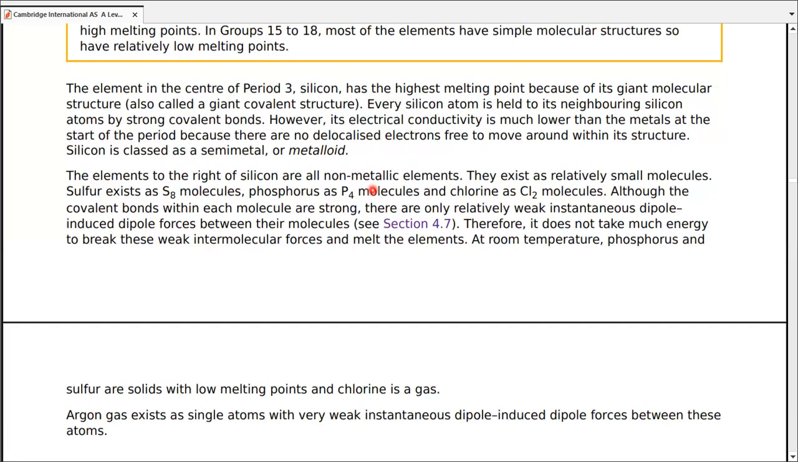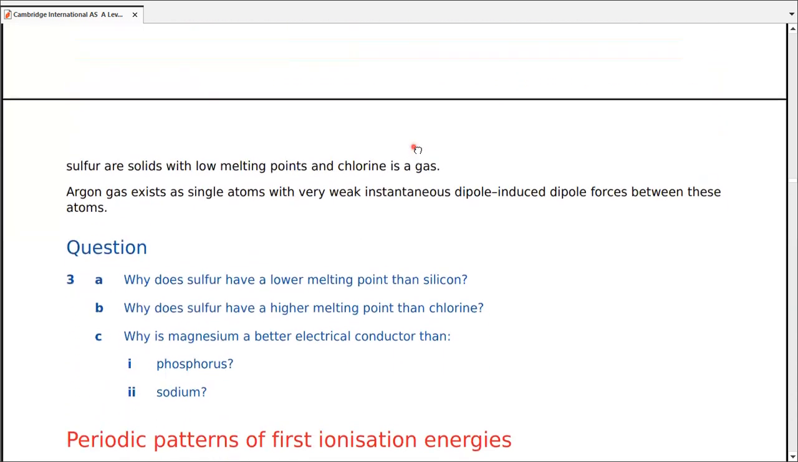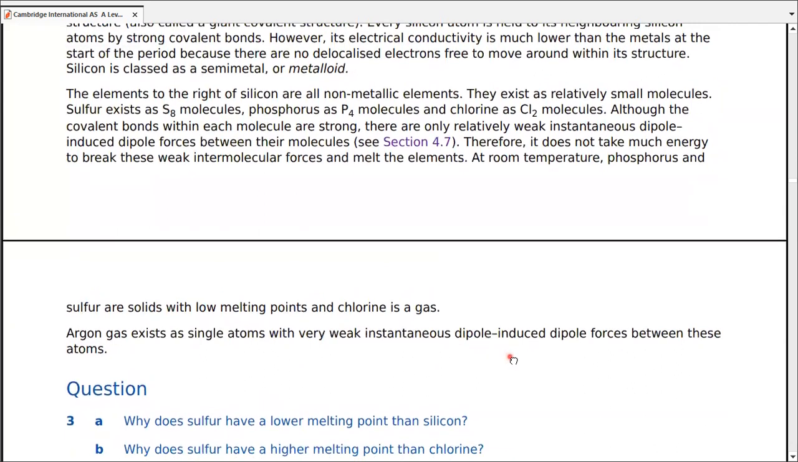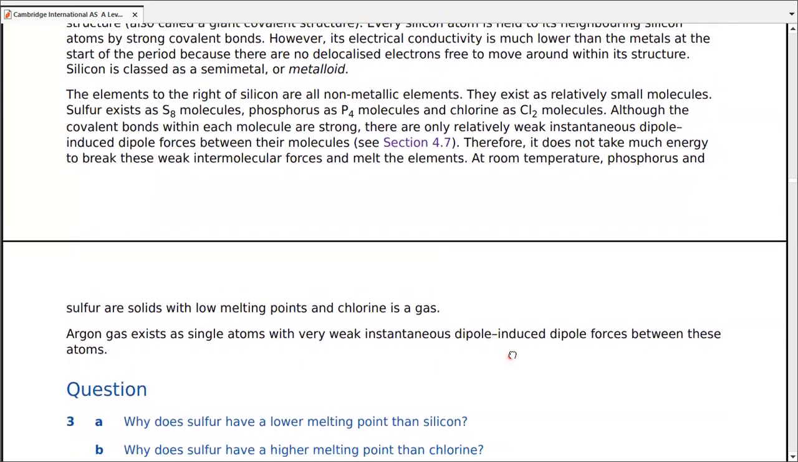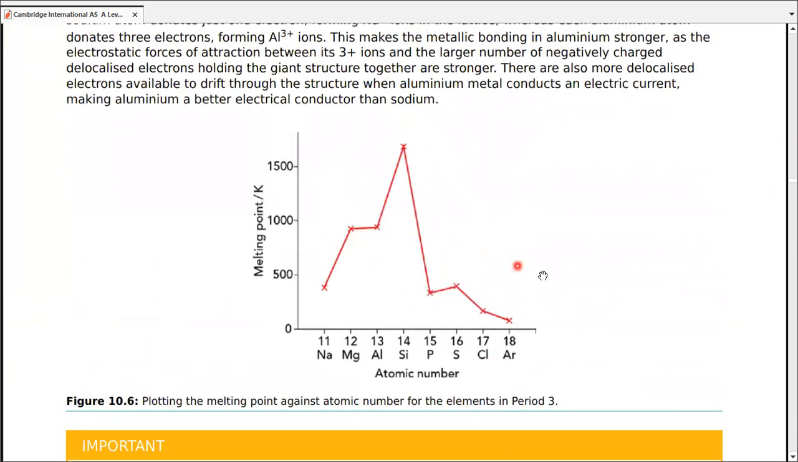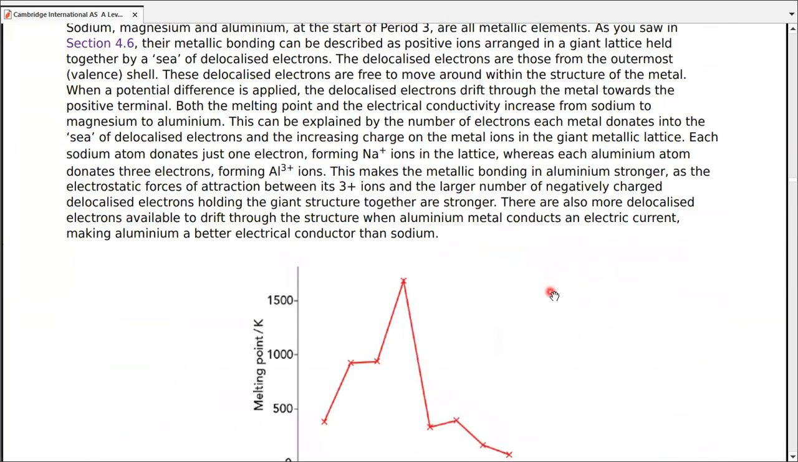Argon exists as single atoms. We call them monatomic molecules, with very weak ID-ID forces between its atoms, even weaker than Cl2 or P4 or S8. So that's why it has the minimum. So that's how we explain all of these points as compared to one another.